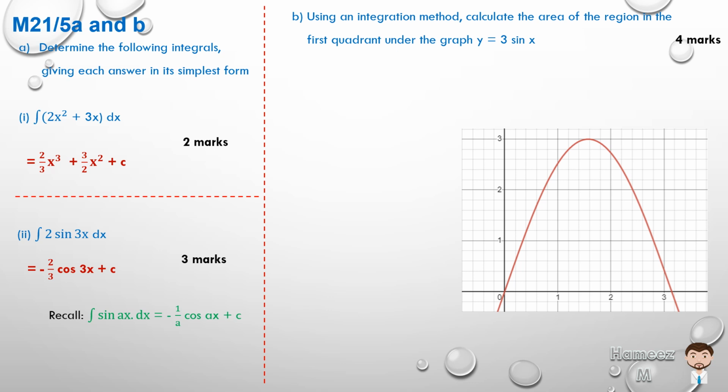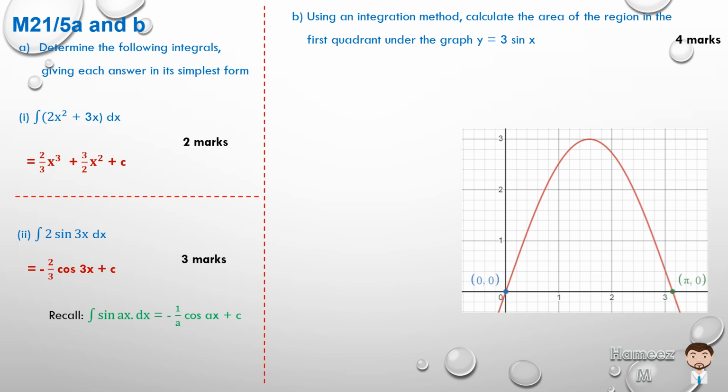So the maximum point will not be 1, like a normal sine graph, it will be 3 times 1, which is 3. And since we want to integrate it within the first quadrant, it means, as we look at the graph, it's at the points between 0, 0, the origin, and the point pi, 0, which are the two roots of the graph. So let's integrate 3 sine x dx between 0 and pi.